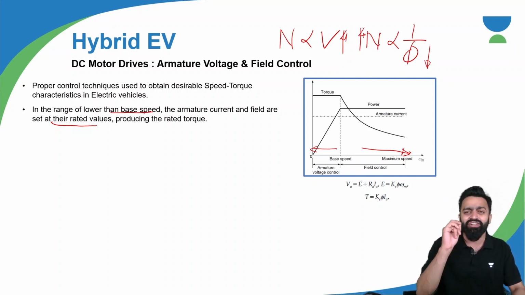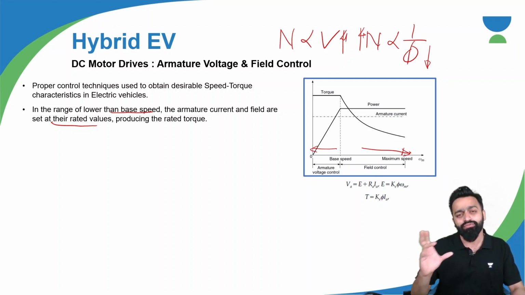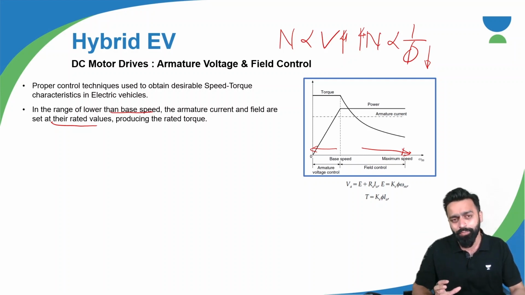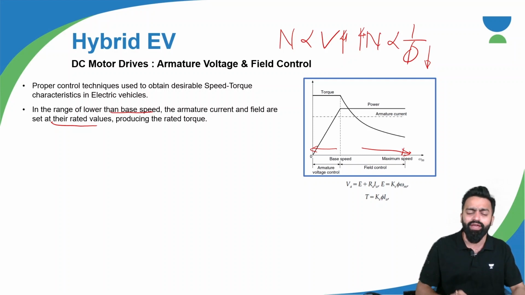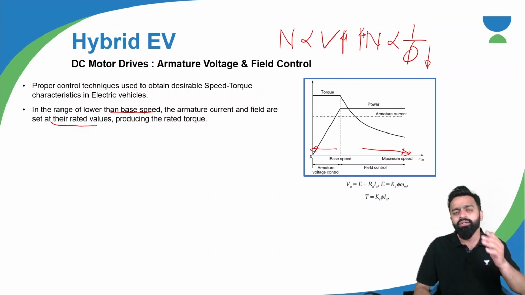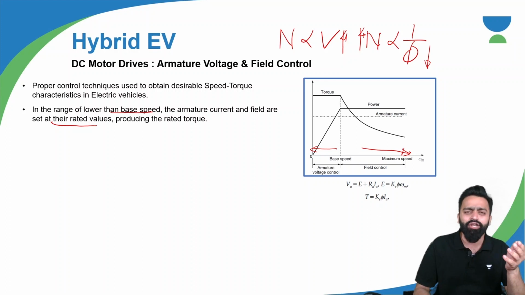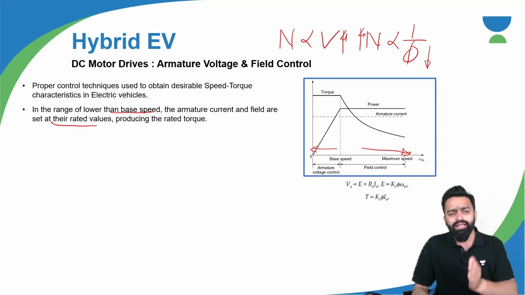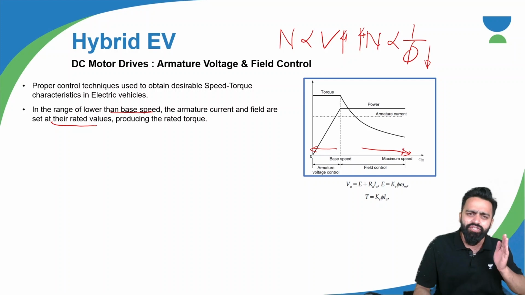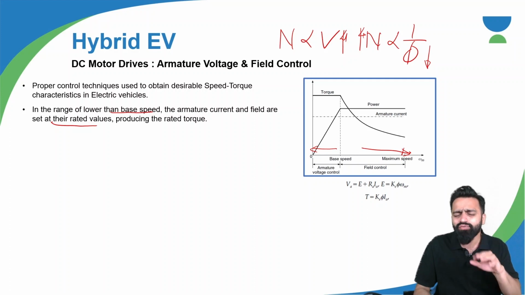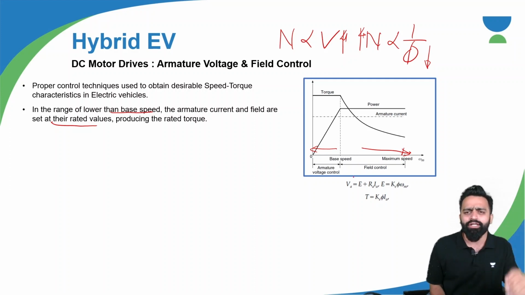On that nameplate the standard values are given, like the wattage of the fridge, the liter capacity of the fridge, the applied voltage, and the frequency on which the fridge operates. In the same way, the nameplate of a motor has the HP rating of the motor, the applied voltage, and the standard or rated current of the motor. So in the range lower than base speed, armature current and field are set at their rated values, producing the required torque.